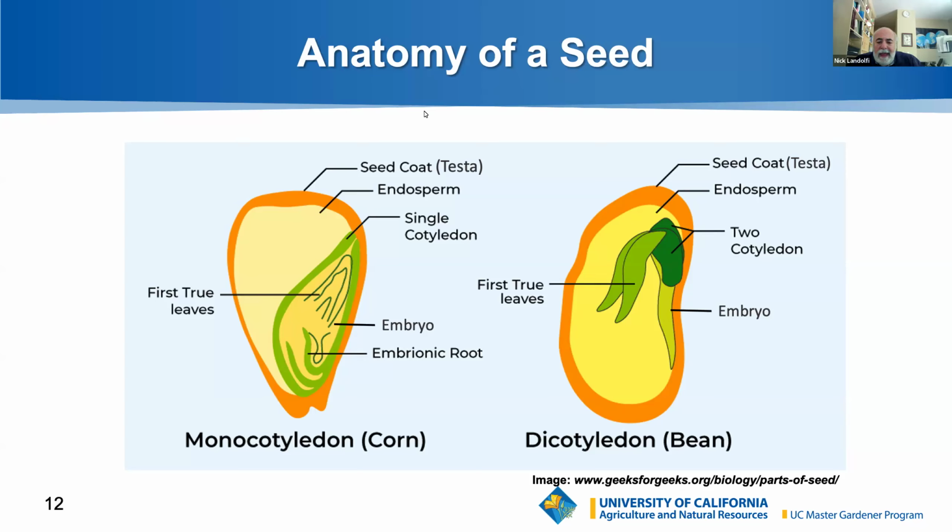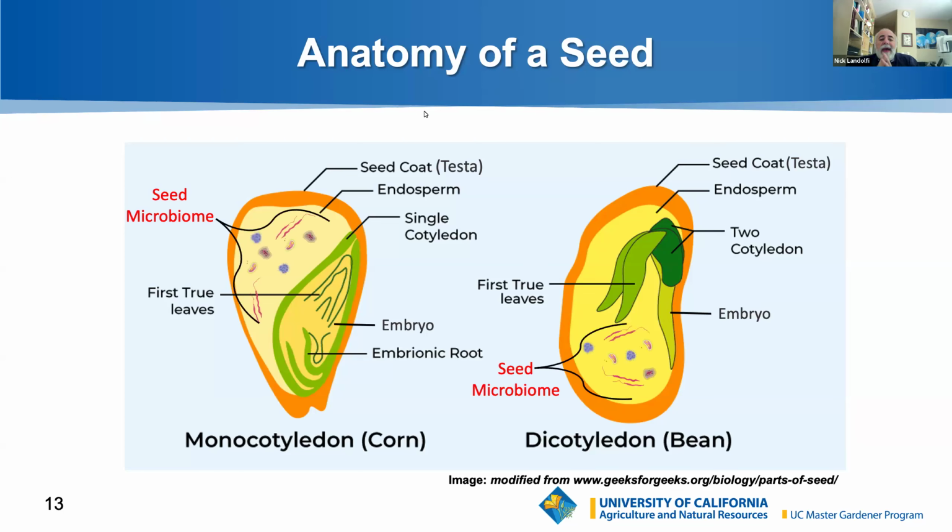Now, this figure is mostly accurate, but it does have a significant omission, which was also absent from your elementary school lesson, because it is a relatively recent discovery. And that is a microbiome. All seeds contain a microbiome.